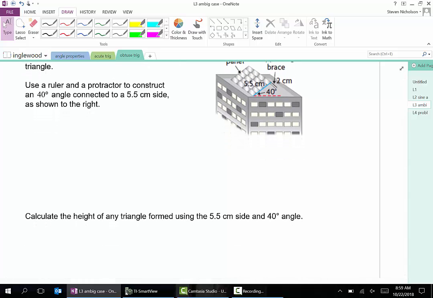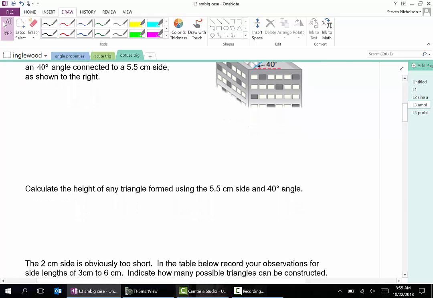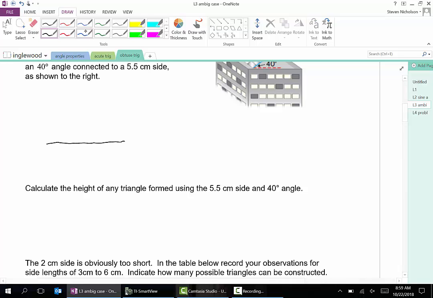Okay, so here's what you should have drawn. Again, I can't use a ruler on this, so I'm going to have to draw it by hand. But this is supposed to be the flat part of the roof, and this is supposed to be the 5.5 centimeters. Again, draw it accurately. So here's our 5.5 centimeters. And here's the angle of 40 degrees. And here is that vertical right there, which makes a right triangle.